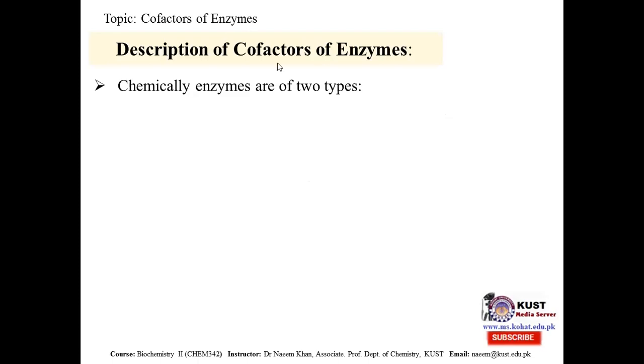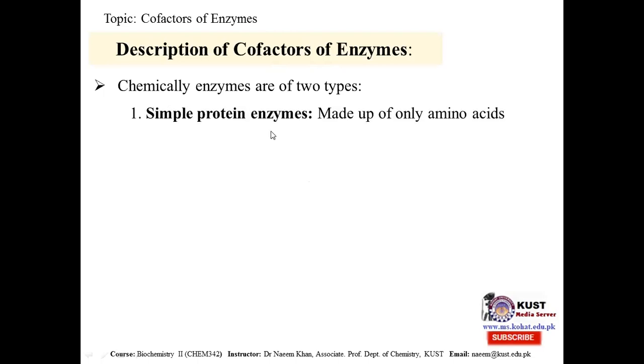Chemically, we know that enzymes are of two types. Enzymes may be simple protein enzymes. By simple protein, we mean those enzymes which are made up of only amino acids, because we know that proteins are made up of amino acids. Amino acids are the building blocks of protein. So if an enzyme is made up of only amino acids linked by peptide bonds, and nothing else, such enzymes are called simple protein enzymes.